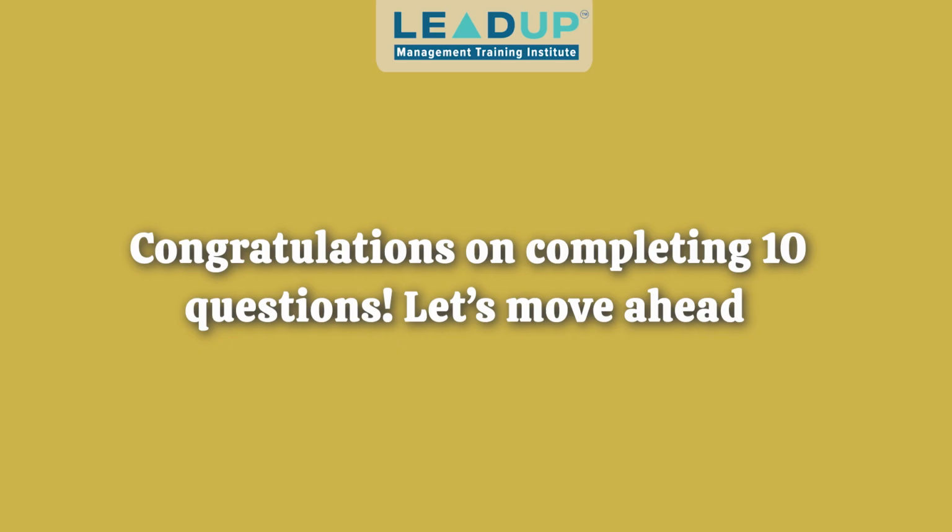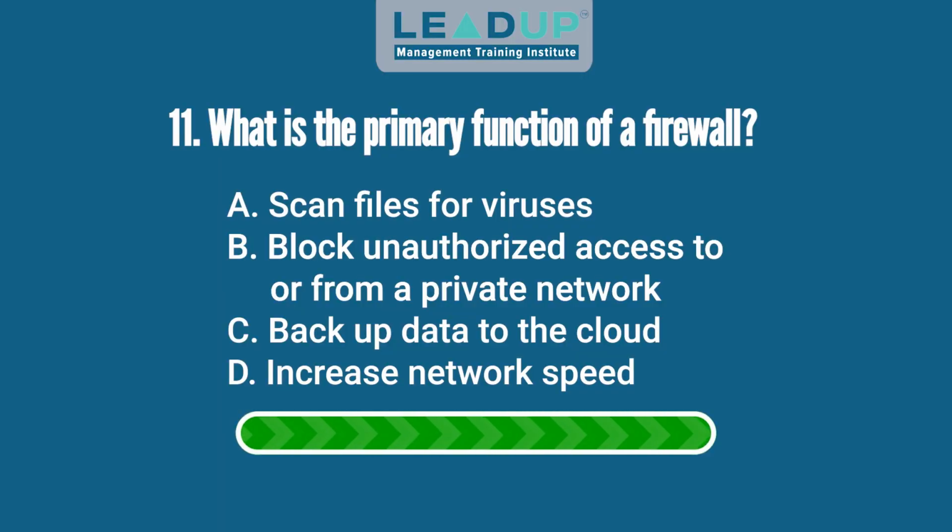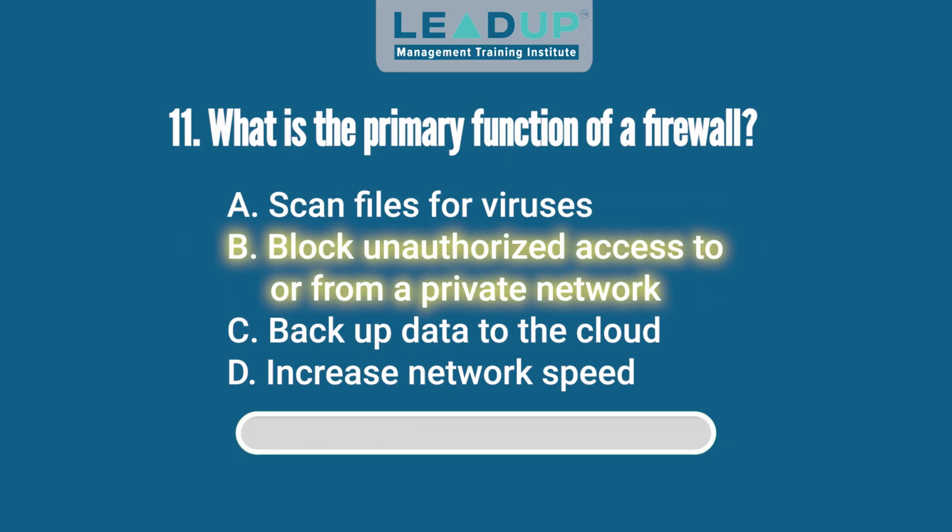Congratulations on completing 10 questions. Let's move ahead. Question 11. What is the primary function of a firewall? A. Scan files for viruses. B. Block unauthorized access to or from a private network. C. Backup data to the cloud. And D. Increase network speed. The answer is block unauthorized access to or from a private network.